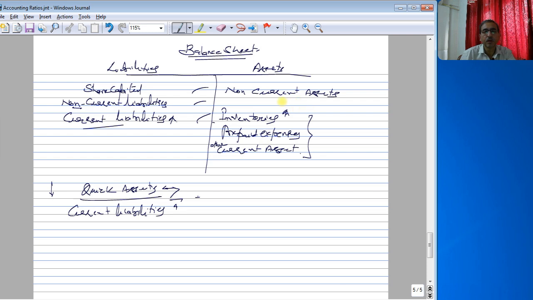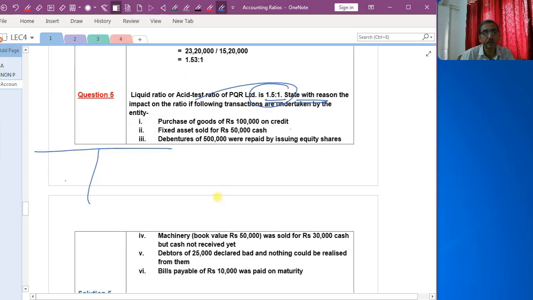Fixed assets sold for rupees 50,000 cash. Here what happens? Non-current assets will be reduced because we have sold a fixed asset for 50,000 rupees, and cash is included in quick assets. So quick assets will increase, there is no change in current liabilities, and there is no impact on quick assets from the sale of non-current assets. So therefore quick assets will increase, there is no change in current liabilities, and the ratio will go up. You have to write the reason.